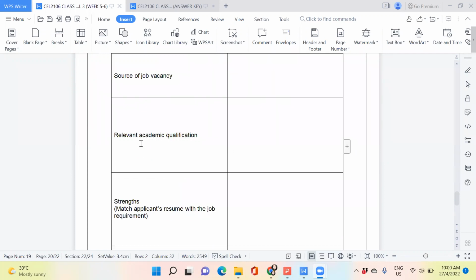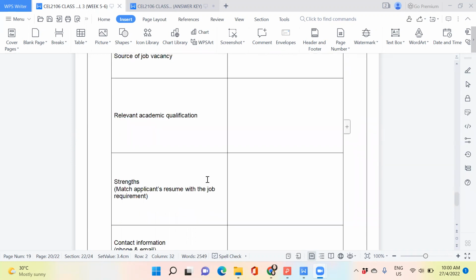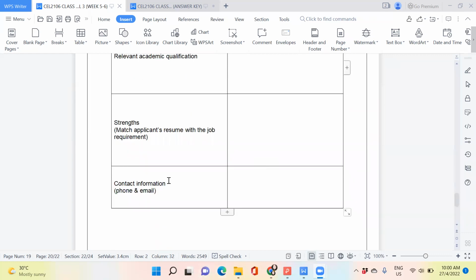And then what are your relevant academic qualifications? Maksudnya what degree are you, what field of study are you majoring in? What is your degree? What was your diploma? All right, so mention all of that. And then strengths. Strengths mean what are the skills that you have that fit the requirements of the job. For example, kalau nak jadi marketing executive, apa job requirement dia? Apa strength? Apa skills yang you have? What are the skills that you have? So write them here. And then last but not least is your contact information. Very important. Kena ada.